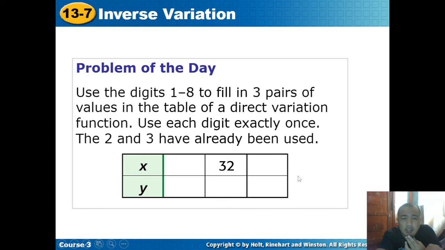Problem of the day: use the digits 1 to 8 to fill in 3 pairs of values in the table of the direct variation function. Use each digit exactly once. The 2 and 3 have already been used. Okay, yep. 1, 2, 3, 4, 5, 6, 7, 8. All the digits 1 to 8 were filled up in this table, right?